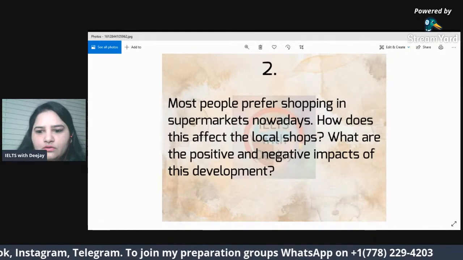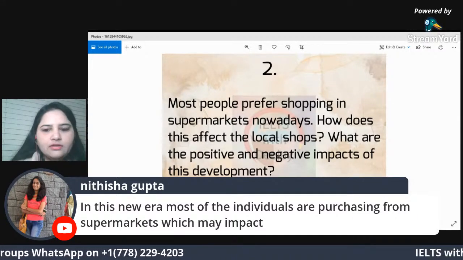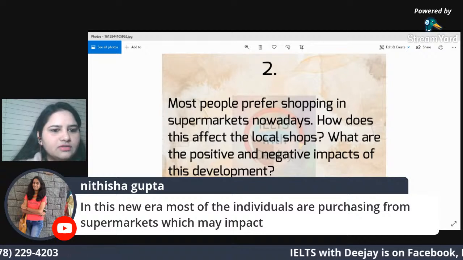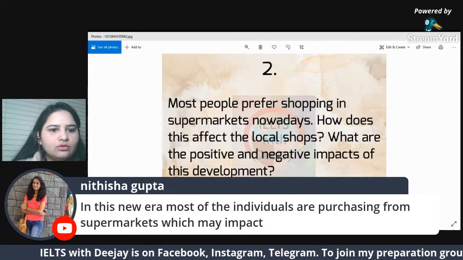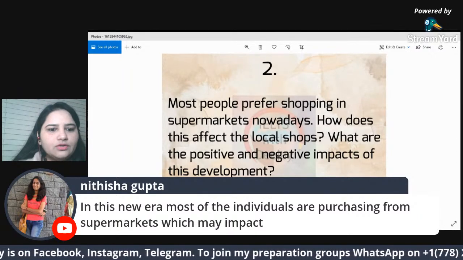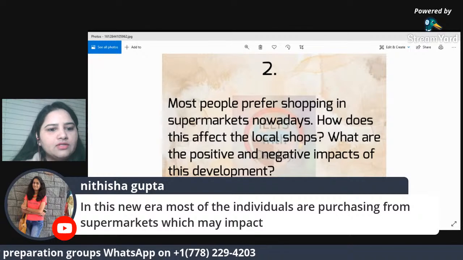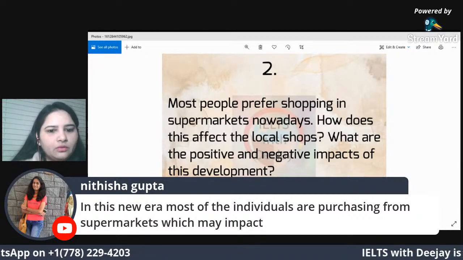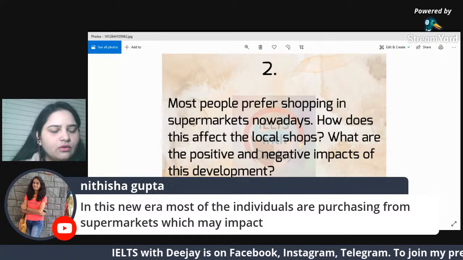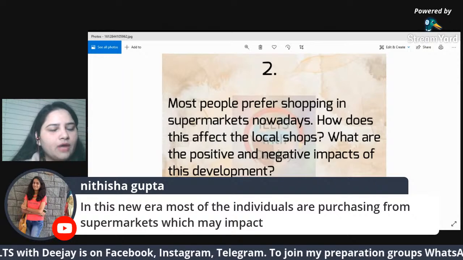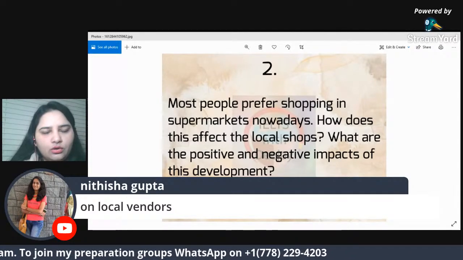In this new era, most of the individuals are purchasing from supermarkets, which may impact. Your comment is not complete. I think there was less space, which may impact the local shops, local markets. You can say that. Local vendors also you can use here. Yes. For nowadays, you have written in this new era. And for people, you have written individuals. For shopping, you have written purchasing. And for supermarkets, we do not have many words. So this is perfect. This is how you can do it. Change the words you can change easily. Yes, which may impact the local vendors.